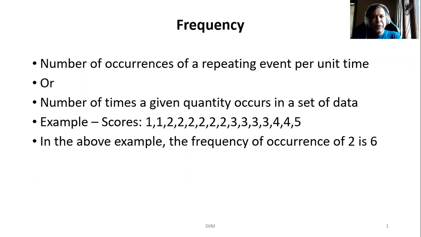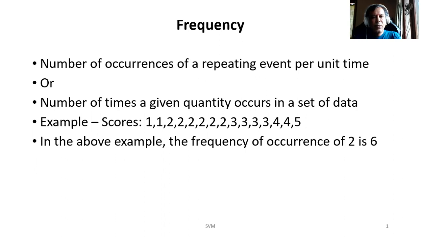Next one is frequency. What is frequency? It is about the number of occurrences of a particular event which is repeating per unit of time, or we can say it is the number of times a given quantity occurs in a data set. Let's take an example of scores. Here the scores are already arranged in ascending order.